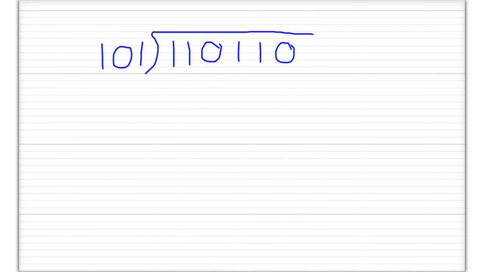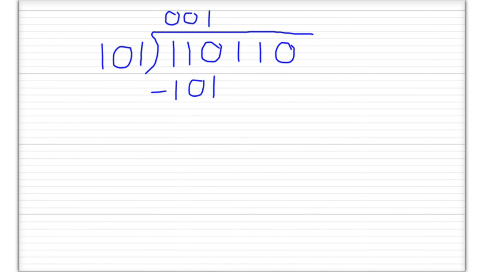So what we do is we write a 0 up above that one and a 0 up above that one, because 1 is not greater than or equal to 1 0 1, and 1 1 is not greater than or equal to 1 0 1. However, 1 1 0 is greater than 1 0 1, so we write a 1 up there, and now we need to take away 1 0 1.